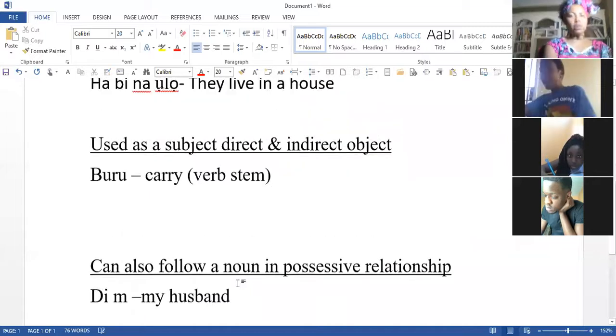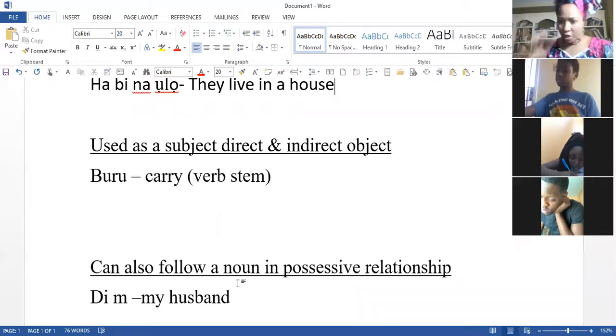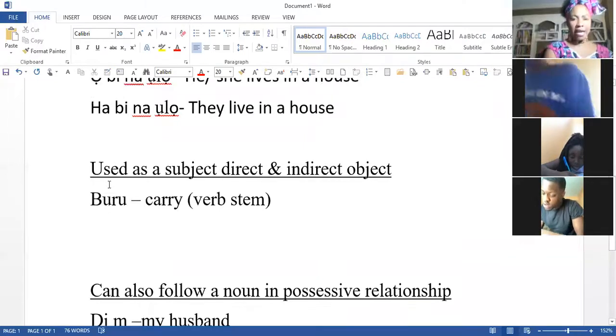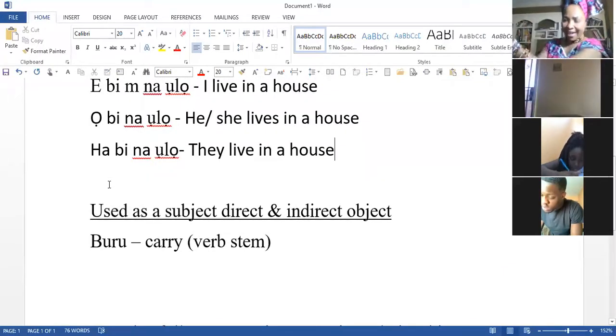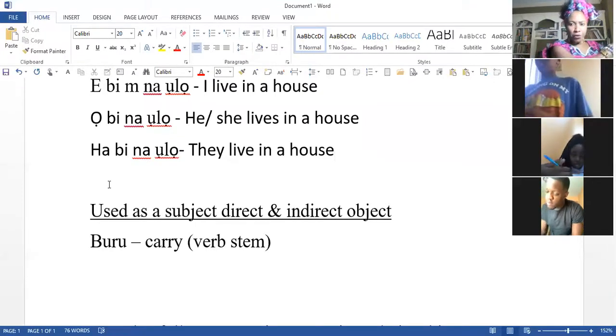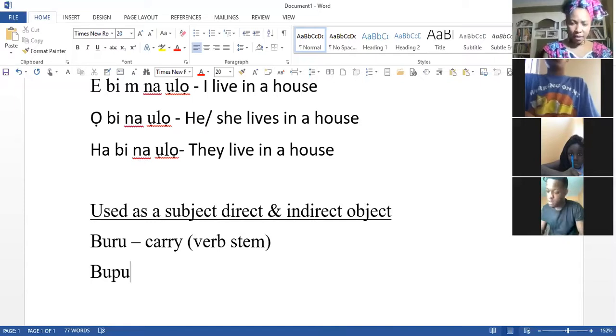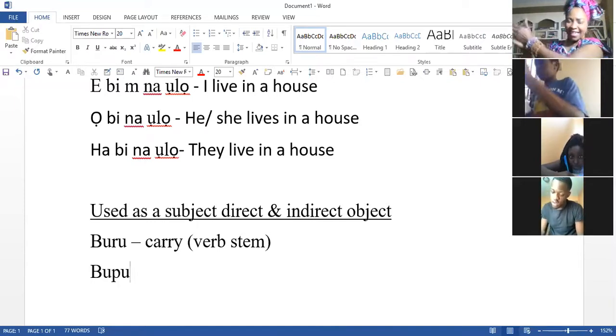Now moving on. We're going to use the subject, direct and indirect object now. When you say this is just an object, you have something on the table, maybe your computer or your Chromebook on the table. Then buru, when you say buru, it means carry. Obinna buru. Okay, now we have another one that says bupu. Bupu. Okay. It means to take it, carry it out.